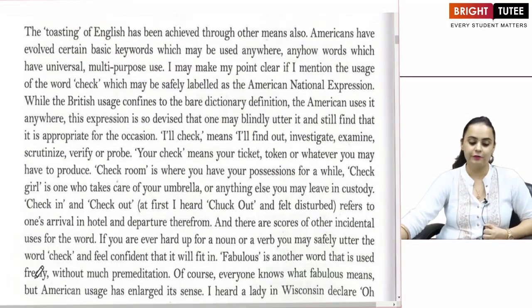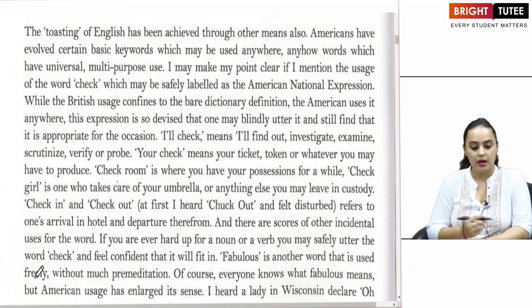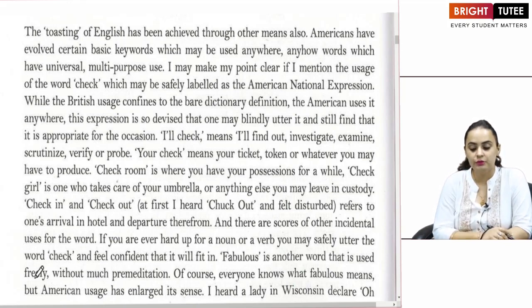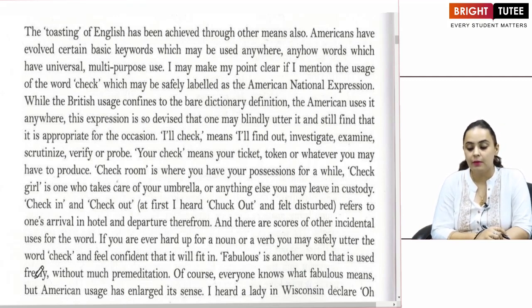The toasting of English has been achieved through other means also. Americans have evolved certain basic keywords which may be used anywhere, anyhow, words which have universal multi-purpose use. I may make my point clear if I mention the usage of the word check, which may be safely labelled as the American national expression.